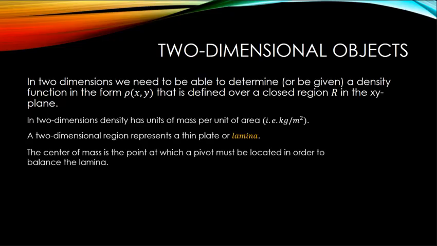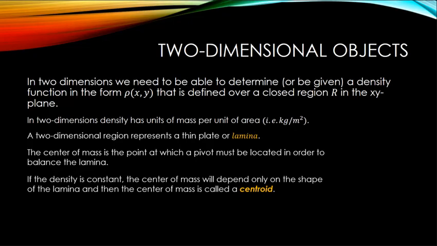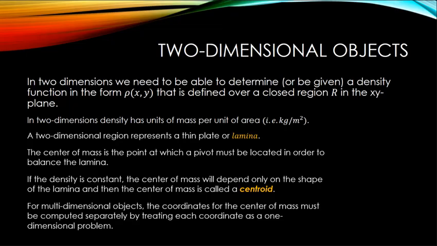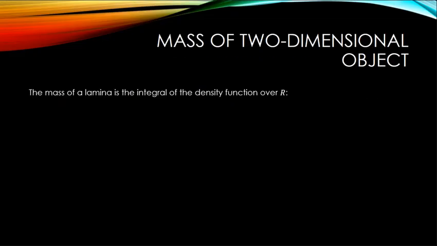The center of mass is the point at which a pivot has to be located in order to balance the lamina. If the density is constant, then my center of mass will depend only on the shape of the lamina, and then the center of mass is called a centroid. For multidimensional objects, the coordinates for the center of mass have to be computed separately by treating each coordinate as a one-dimensional problem on its own. The mass of my lamina will be the integral of the density function over the region R. M is equal to the double integral over my region R of rho of xy dA.